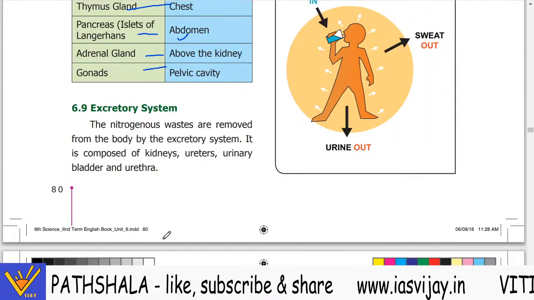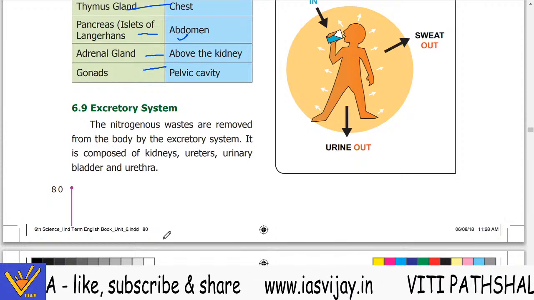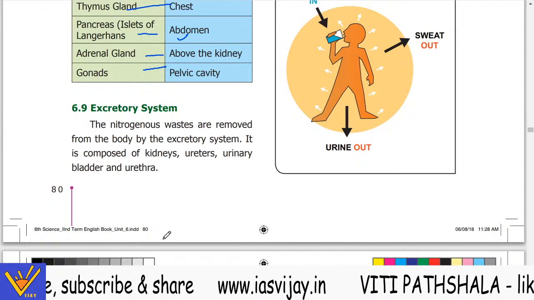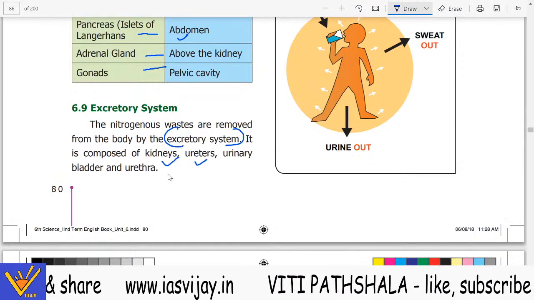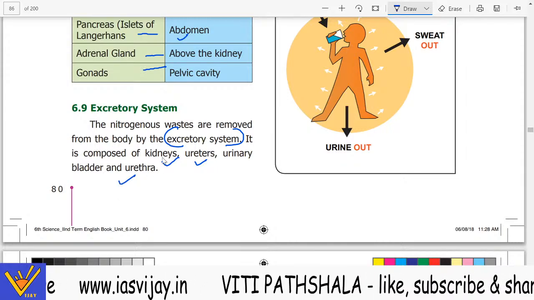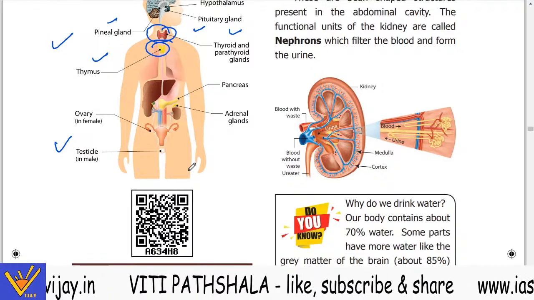The next that comes is the excretory system. The nitrogenous wastes are removed from the body by the excretory system. It is composed of the kidney, ureter, urinary bladder, and the urethra.